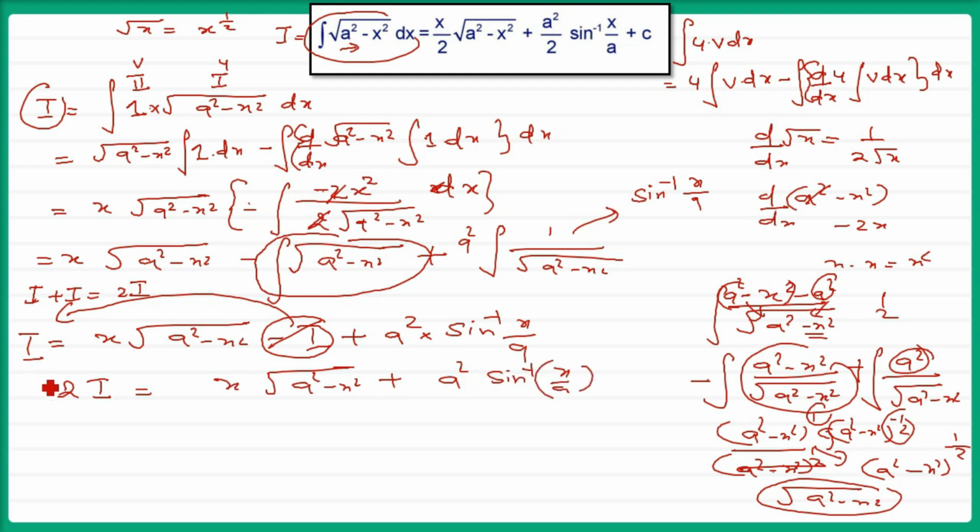Now we have a 2 on the left hand side. So just take these 2 downstairs on the right hand side. So we have x by 2 under root a square minus x square plus a square by 2 sine inverse x by a, which is the second term of the result which I showed you earlier, plus a constant of integration. So this is your final result and proof of this expression or result.